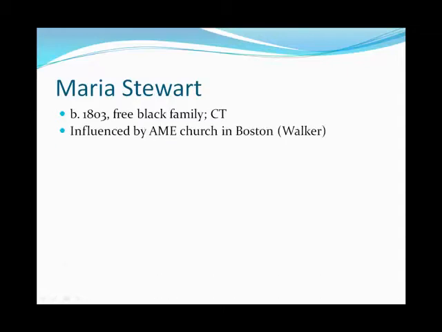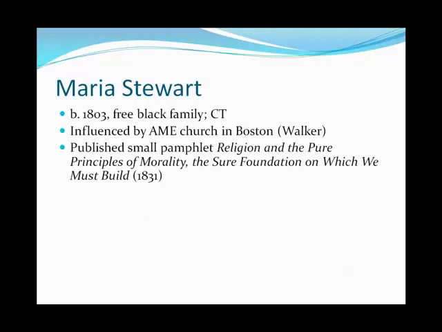She was very much influenced by the AME Church in Boston. And one of her great friends of this period was David Walker. You're reading about him in this chapter, so you know the role he has in the protest during this period, the protest against slavery. Maria Stuart published a pamphlet entitled Religion and the Pure Principles of Morality, the Sure Foundation on Which We Must Build. Published this in 1831. Pamphlets had long titles during that time.